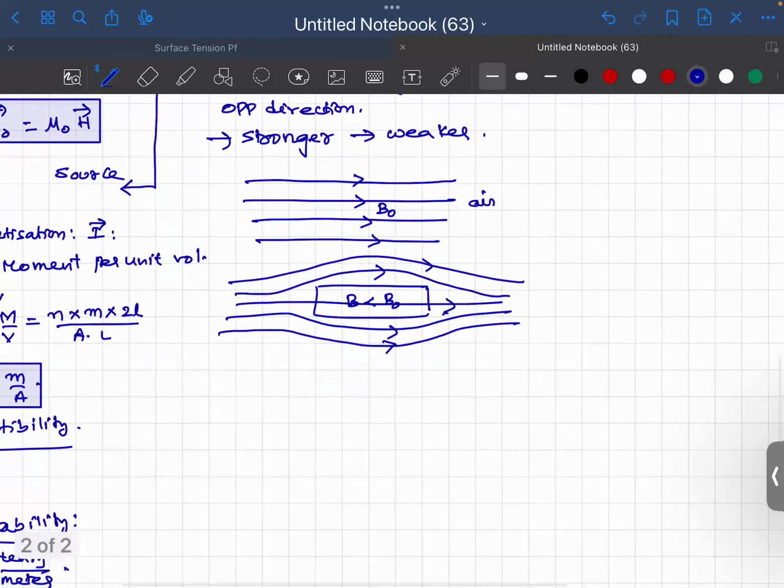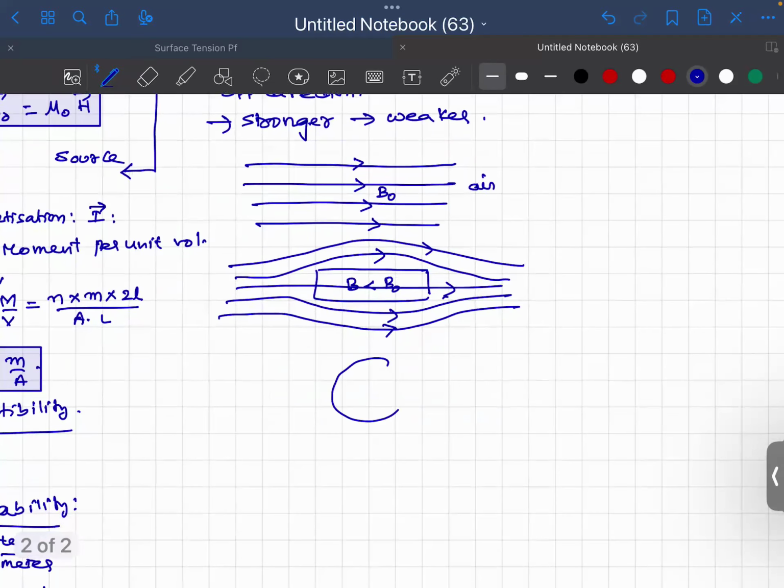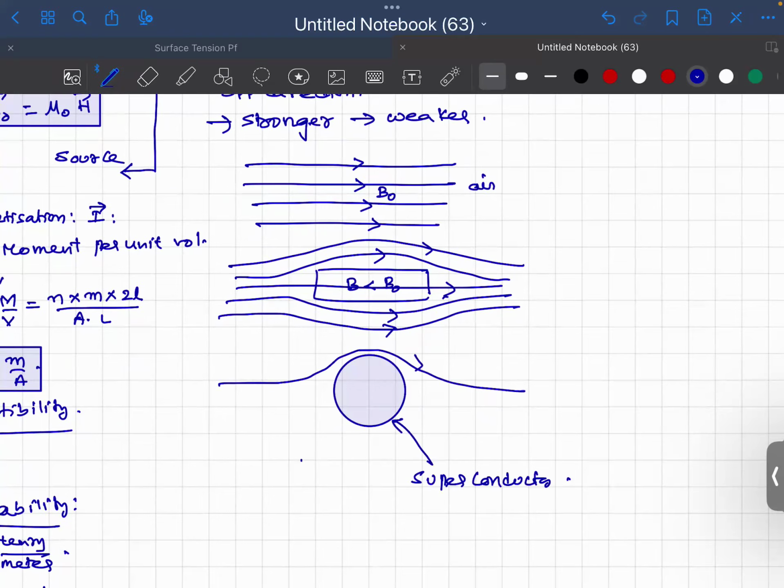In fact, if you take a superconducting material, a superconductor, you know what happens? Nothing will pass through that.